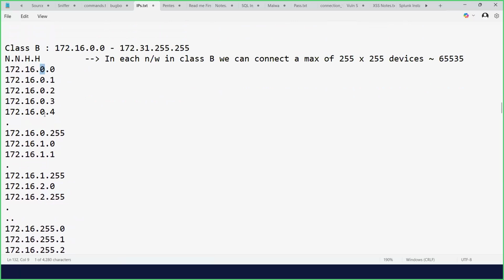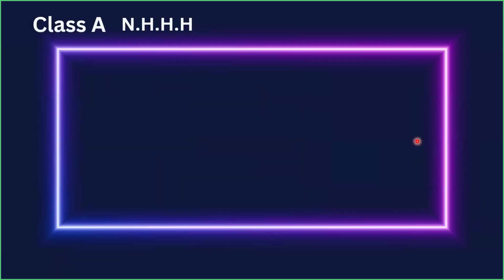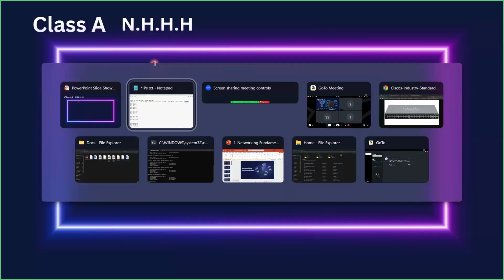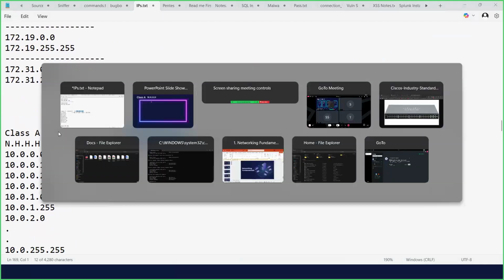And in this third octet, we have another 255 values. So 255 into 255, which is 65535. Okay. And finally, when you come to class A here, it has one network portion and three host portions. So in class A, the first private IP starts at 10.0.0.0, and the last private IP goes up to 10.255.255.255. So this only has one single private network, guys.